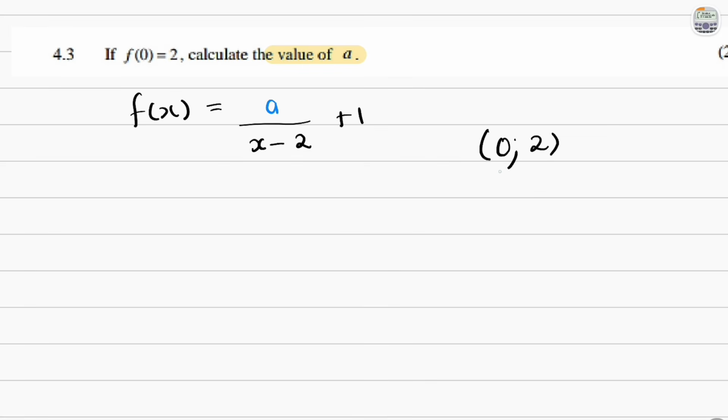Okay, so substitute this point in place of x and y, and we would solve for a. f of 0 is equal to a over, and then in place of x, you say 0 because you said f of 0, minus 2 plus 1. And then what is the value of f of 2?